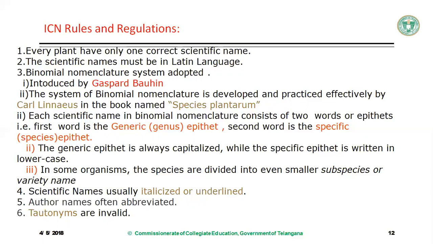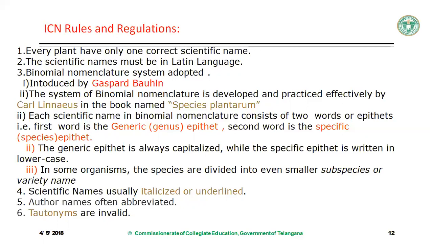But the first time, Ravenous proposed the polynomial type method. That means a scientific name consisting of more than 3 words. But it is very difficult to remember. That's why later on Caspar Bauhin introduced the binomial nomenclature, which was implemented by Carolus Linnaeus. So according to the ICN rules, the binomial nomenclature system is adopted.